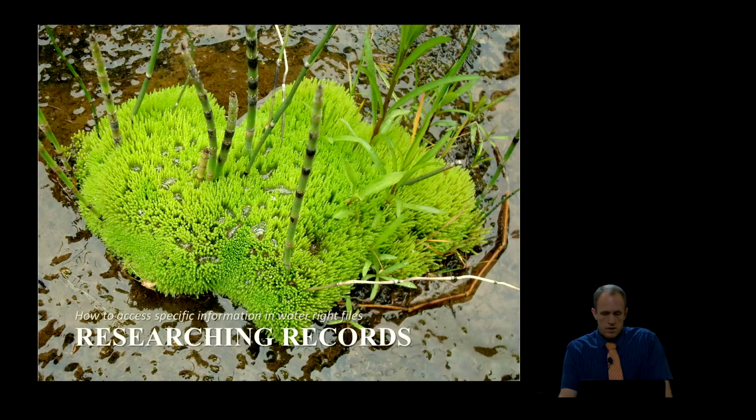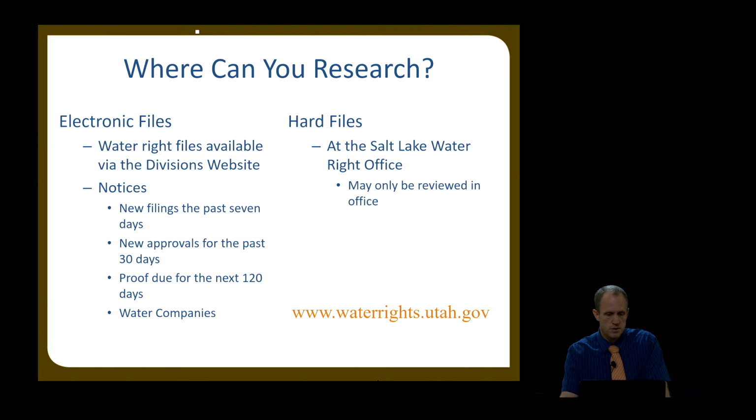Okay, talking about researching water right records for a second here. Where can you research the water right records? We have both electronic files and hard files. Water right files are available via the division's website. So you can go in, you can search a water right number. It will tell you the point of diversion, the place of use, the ownership, all those little details that we went through. However, you do have to be careful because there is that banner at the top that says we can't guarantee that things are exactly accurate. And we're constantly working to update those to try and make it as accurate as possible.